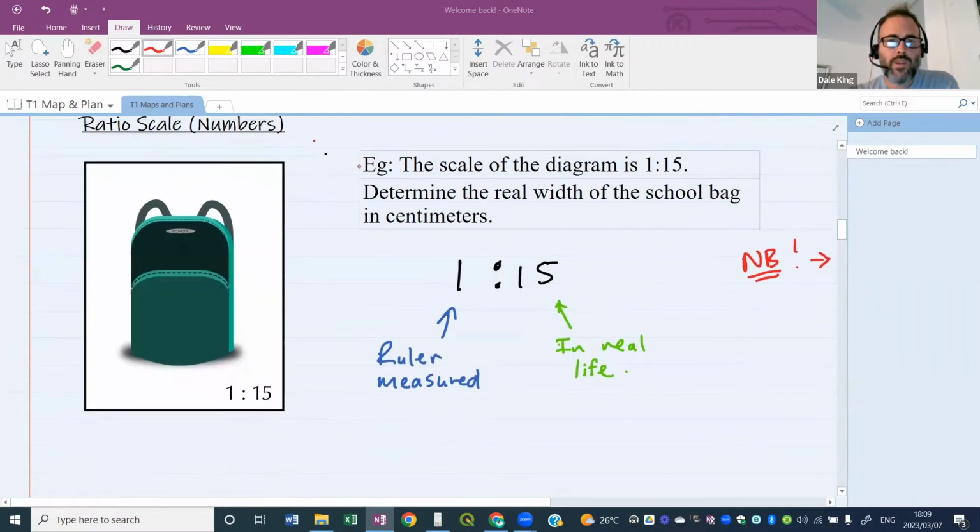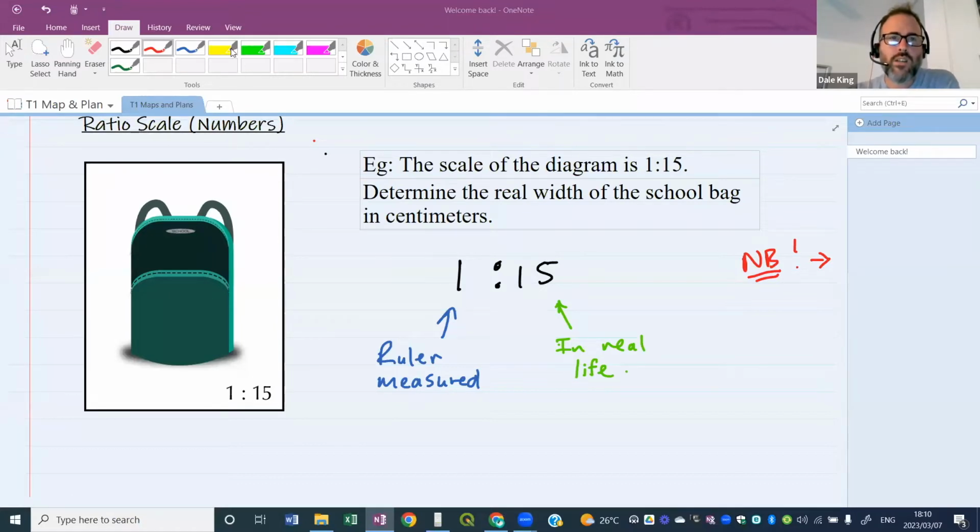So coming back to our ratio, we have the same units on either side of our ratio. Just remember that. It's very important. And how to interpret this ratio when it talks about maps and plans is that the number on the left, which is usually 1, is your ruler measured number. And the number on the right, can be anything, is your measurement in real life. Okay, so if I interpret this 1:15 ratio for the bag, I'm going to choose centimeters. Then 1 centimeter measured on this diagram will represent 15 centimeters in real life. Okay, I'll say that again. 1 centimeter measured on this diagram will represent 15 centimeters in real life.